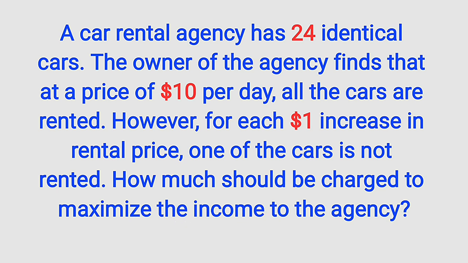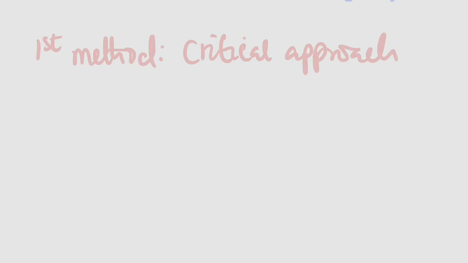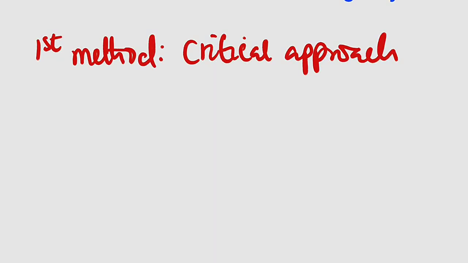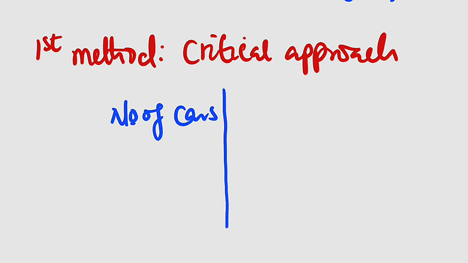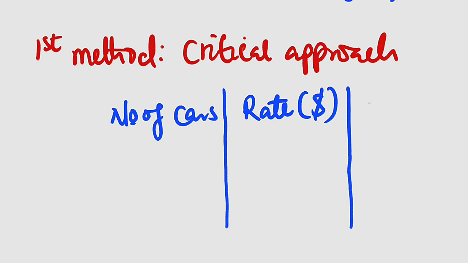All right, we are going to approach this question in two different ways. The first approach would be through critical analysis, while the second approach will be based on calculus perspective. All right, let's get started. Let's form a table right here. The table will be in the form of number of cars, right? And we have the rate at which each car is rented, the rate, and lastly we have the total cost.